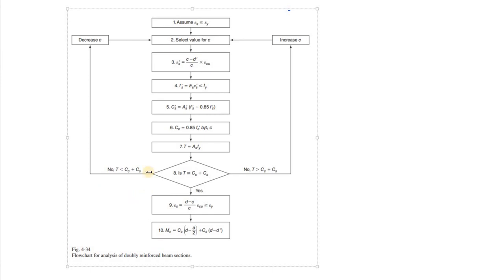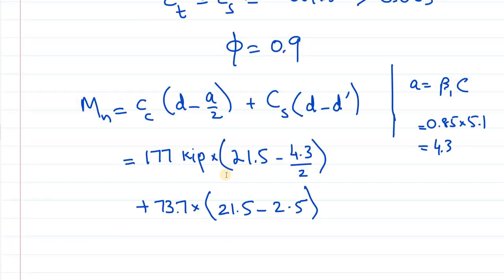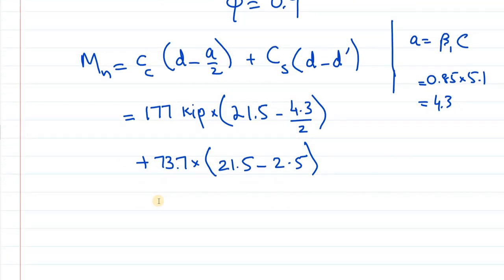So just write down the formula over here. We can just put the values, but of course so far we haven't calculated a. This a value can be calculated from c. a is beta 1 c, and beta 1 for fc prime equal to 4000 psi is 0.85. So you can calculate a equal to 4.3 over here. Now just put the values and get your answer for Mn.